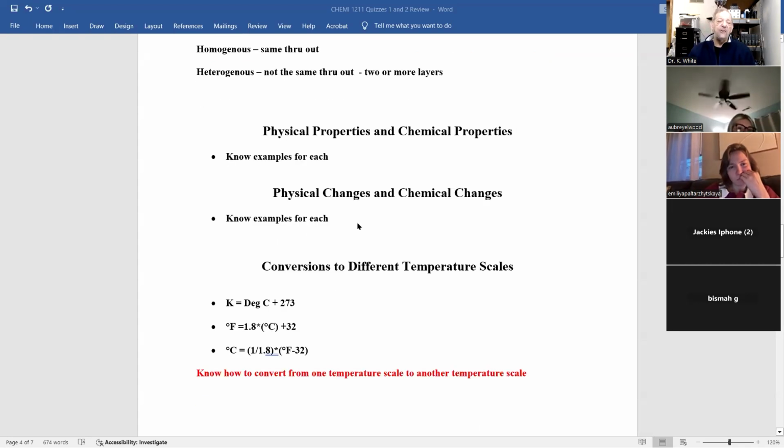But anyways, the wax or the material the candle is made out of is flammable. It will burn. Now, you should know examples for those. And I talked about this in the videos.